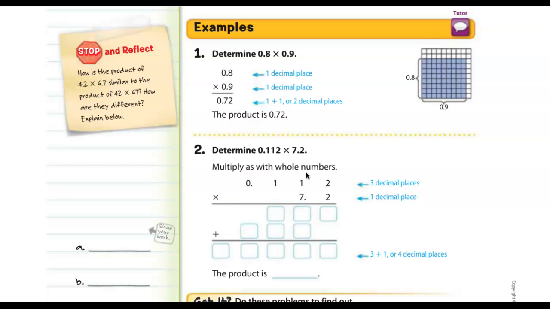Let's go ahead and talk about this one. So we have 112 thousandths times 7 and 2/10. So we're going to multiply 112 by 2. Go ahead and do that for me. What is the partial product of 112 times 2? Answer that for me, please.